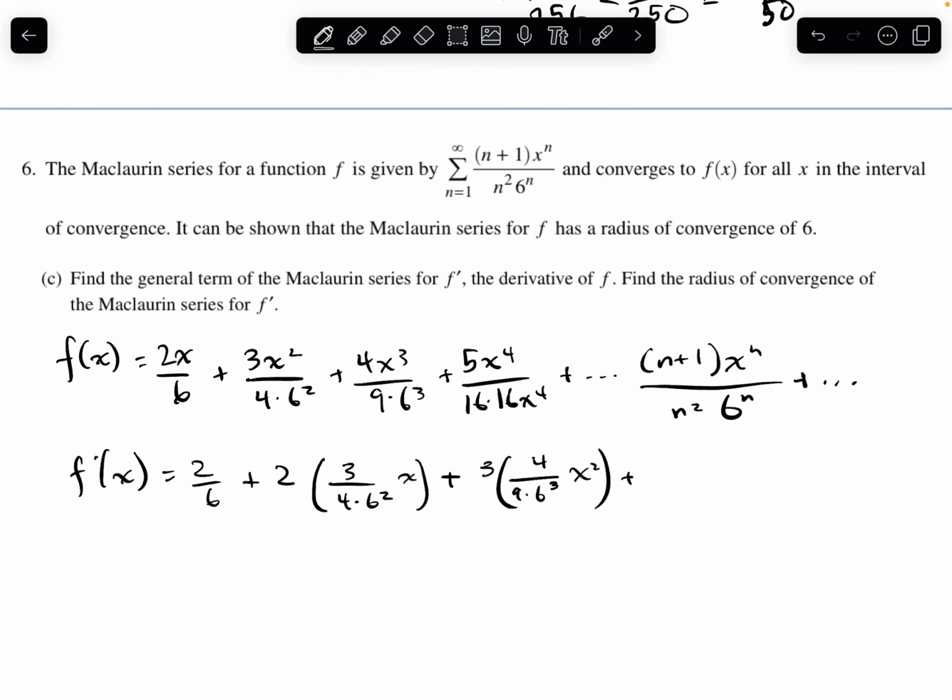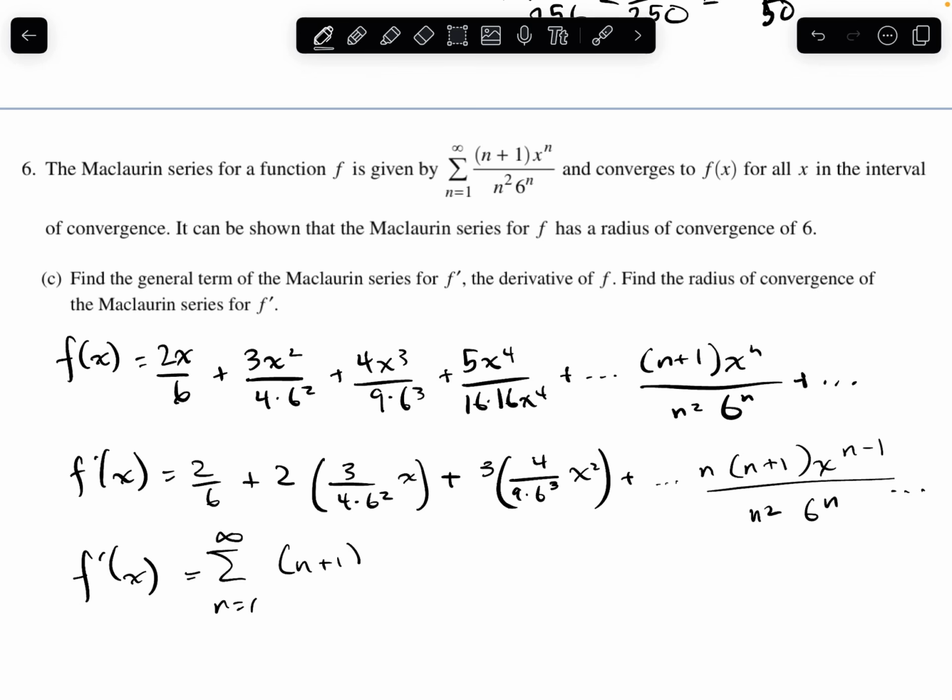Really, the fourth term does not really matter. Actually, how many terms do they want? Find the general term. Yeah, it really doesn't matter. So we can just go all the way down to the general term, which is, again pulling the power rule, n times n plus 1 times x to the n minus 1 all over n squared 6 to the n. And I'm pretty sure I did all of the previous terms, right? Okay, yeah, that looks good to me. So there's our derivative. We can actually just write this in summation notation as the following: the sum from n equals 1 to infinity of n plus 1 times n times x to the n minus 1, all over n squared times 6 to the n.